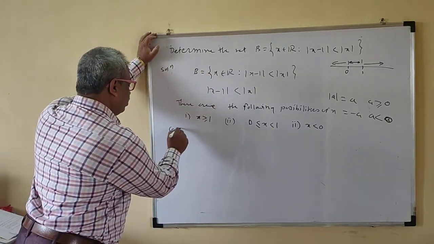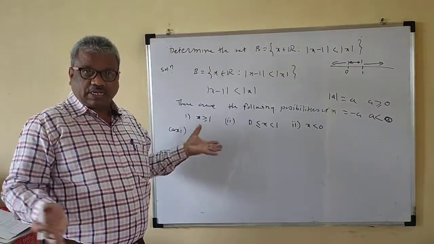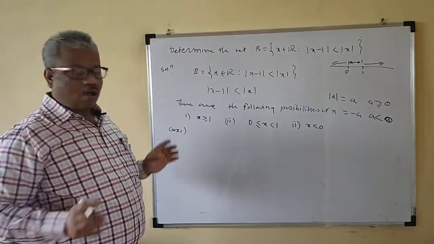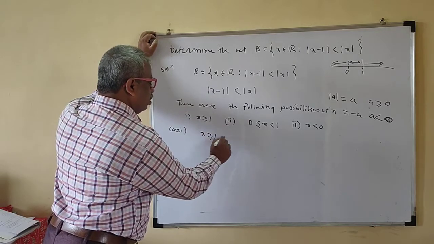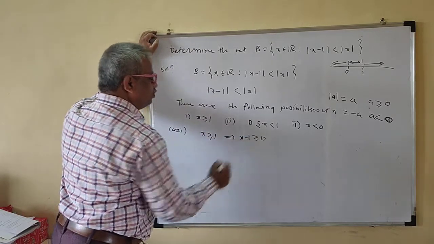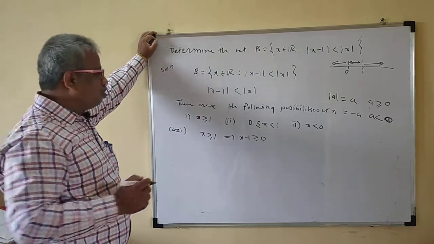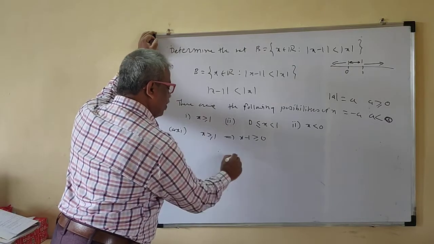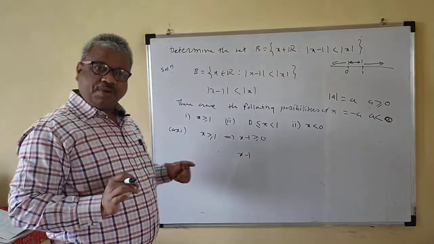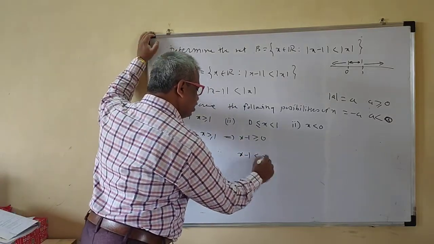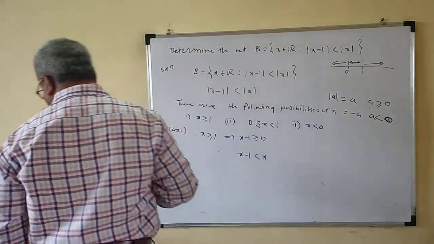So case 1. In case 1, we will see what happened. We have to take the union of these: your A, B will be the union of all these 3 cases. So x is greater than 1. This implies that x minus 1 is greater than 0, that means x minus 1 is positive. Therefore mod of x minus 1 will be x minus 1, because the mod of a positive number is positive. So this is less than x. Now what happened for this case?